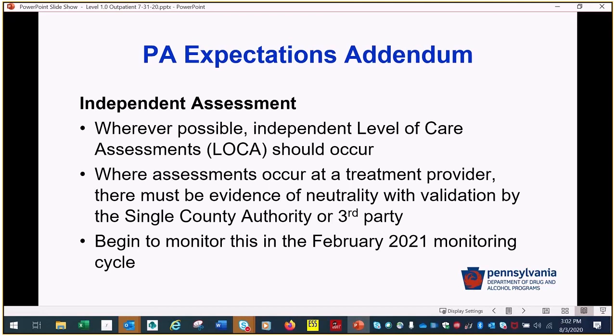When an individual is being referred to any level of care, with consent, the level of care assessment should be forwarded to the receiving treatment facility to review with the individual and incorporated into their record as part of the intake process, rather than the treatment provider conducting a separate level of care assessment with the individual upon admission. Best practice warrants that the information in the level of care assessment is confirmed and validated.